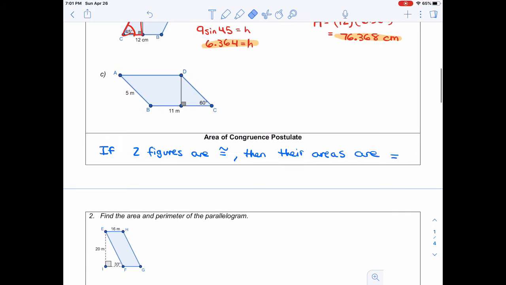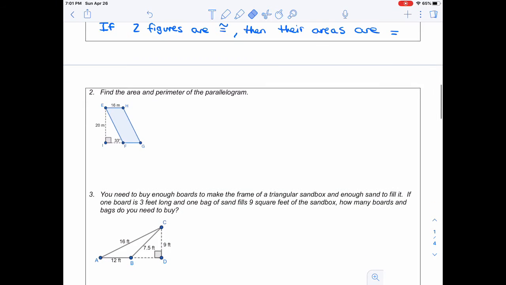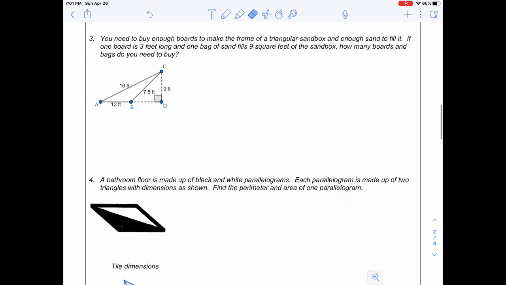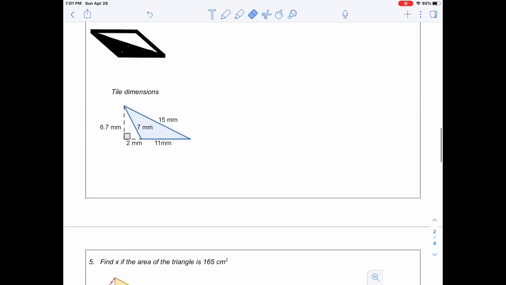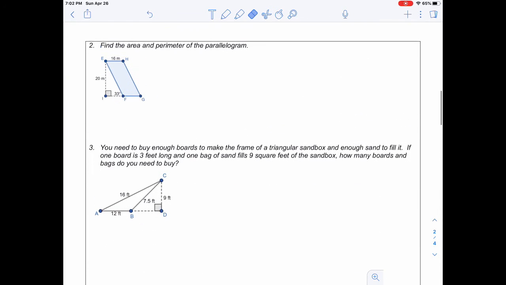For this next one, we have the area of congruence postulate, which is really common sense. You guys should already know this, but now you have an official name for it. Basically all it's saying is if two figures are congruent, then their areas are equal, okay? Now, moving on down to numbers 2 and 3, these will be the last two we'll do together in this video, and you guys will do 4, 5, and 6 on your own. Oh, and my little note here, 5 and 6 should take you barely 1 minute to complete, okay?